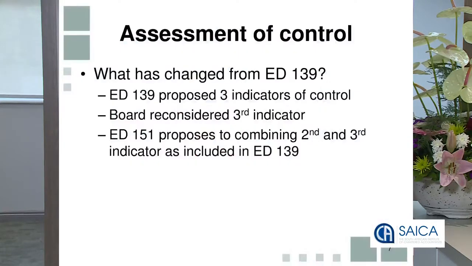So what is different from ED 151 to ED 139? First of all, in ED 139 there were three indicators of control: legal ownership, the right to access land and to restrict and deny access, and lastly the existence of an enforceable right to service potential or the ability to generate future economic benefits. During the comment period to ED 139, respondents raised concerns around these indicators of control. The first one being that the existence of an enforceable right had to be for a significant period of time. The next concern was in relation to the right to access and restrict and deny access of others and the enforceable right, specifically which one is more important.